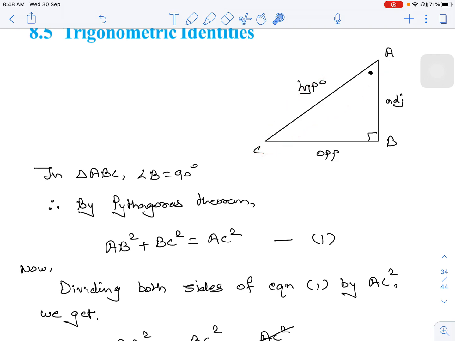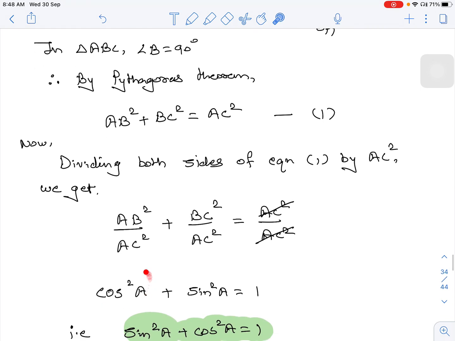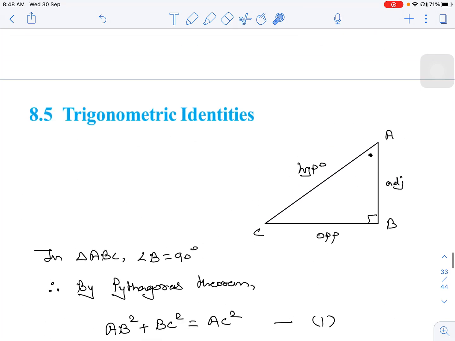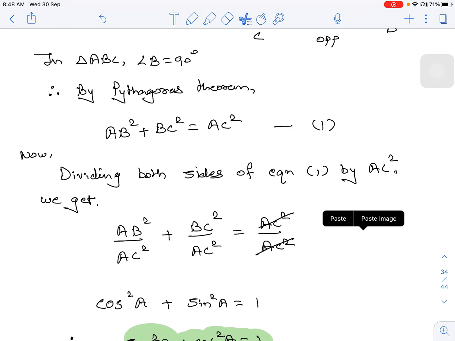AB upon AC is adjacent upon hypotenuse. And we have learned that the trigonometric ratio adjacent upon hypotenuse is nothing but the cos value. Since the square is present, it will become cos square A. Let me bring it here now, so it will be easy for us.